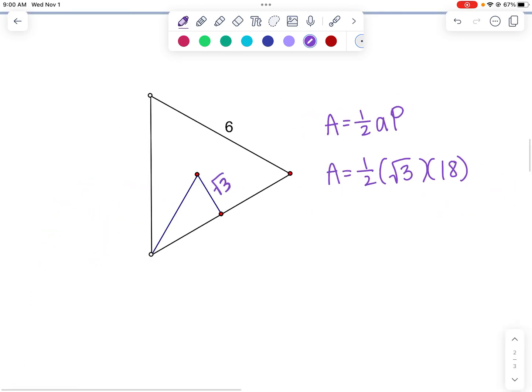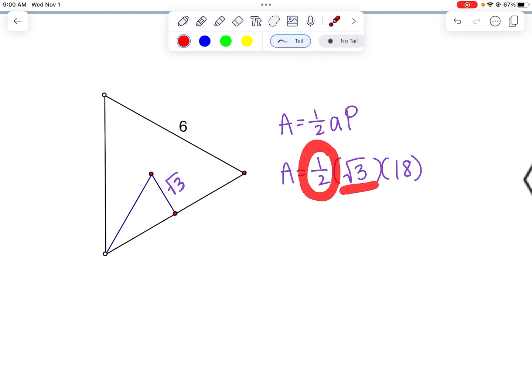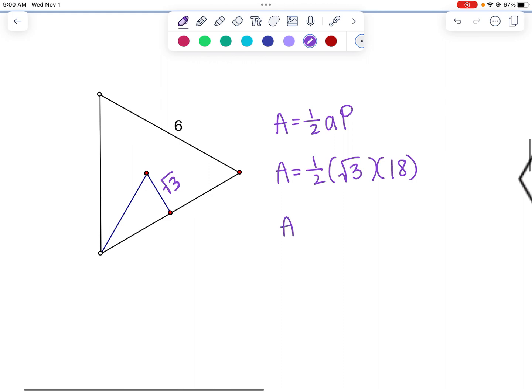Now I can find the area of this triangle. So with a half earlier, I don't want a half a root 3, but I can half 18. Half of 18 would be 9. Tack on the root 3, so the area would be 9 root 3 units squared.